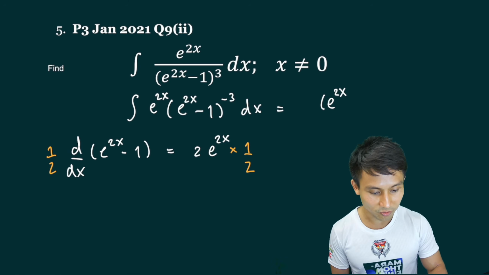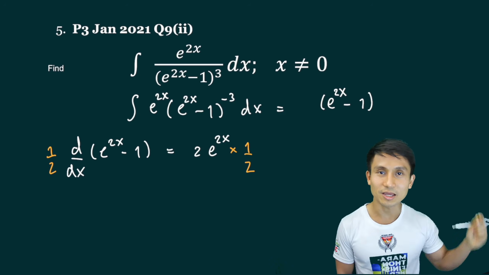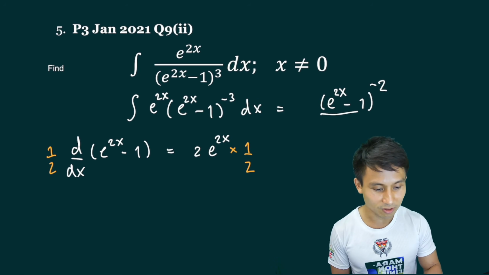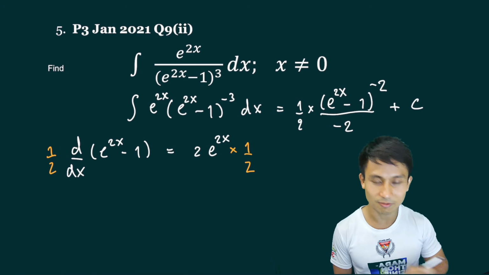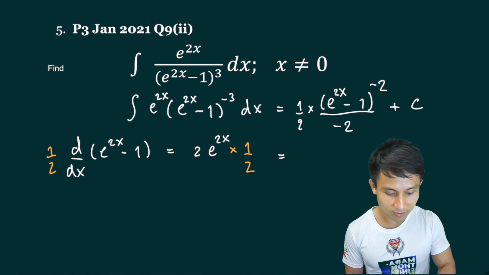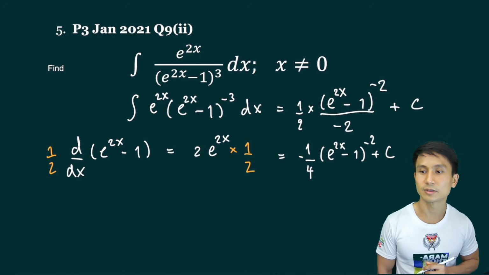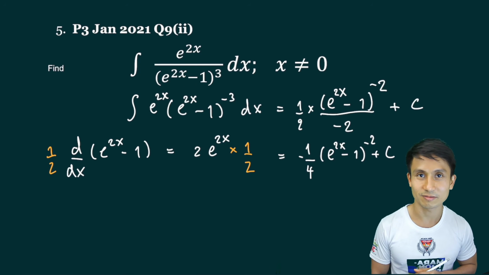We have that whole thing to the power of minus 3 plus 1, so that would become minus 2, right? And then we divide by minus 2 as well, with the correction factor multiplied here, and plus c. If you tidy up everything, it's going to be just minus 1 over 4, and then all that to the power of minus 2. So that's it, that's the answer there. And of course, you can try differentiating it back to see if you get the integrand there, but surely you should.